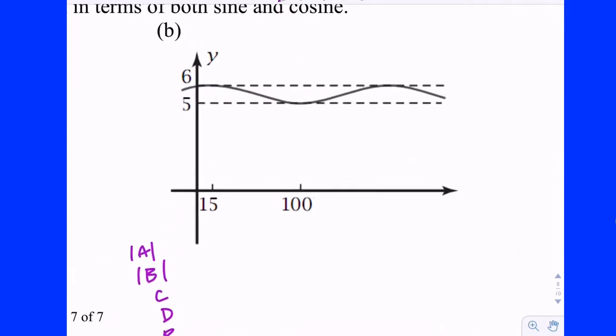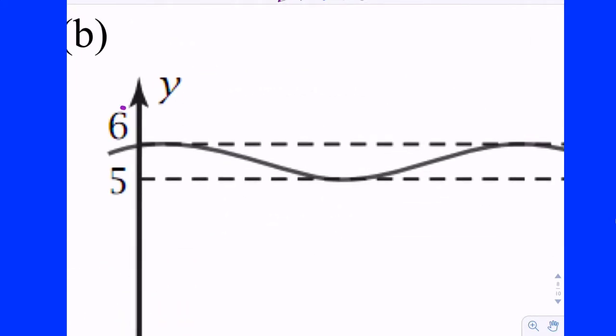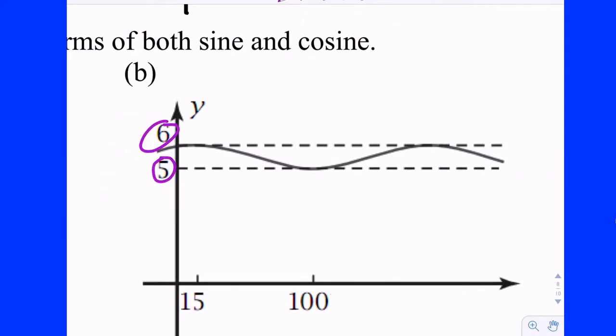All right, let's see how y'all did. We have very few things labeled here. Vertically, we have a high point at 6 and a low point at 5. Those horizontal dotted lines are not asymptotes, because remember, horizontal asymptote describes the end behavior. And this graph is not tapering off approaching 6 or 5. It's oscillating between them. They're there just to show the guidelines.